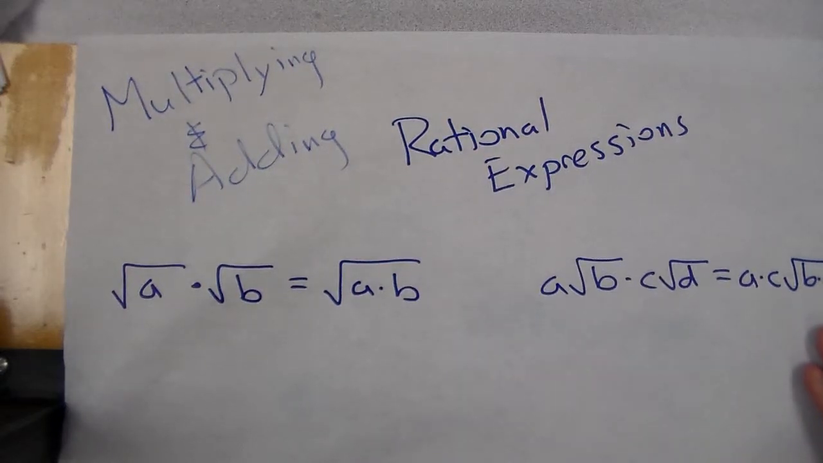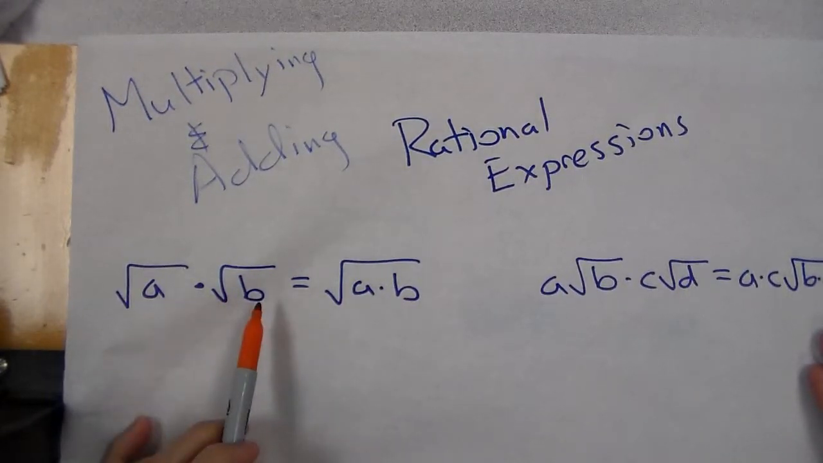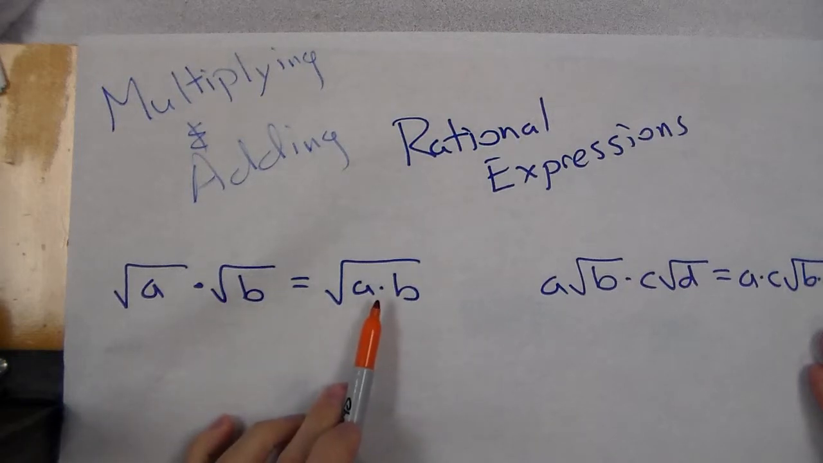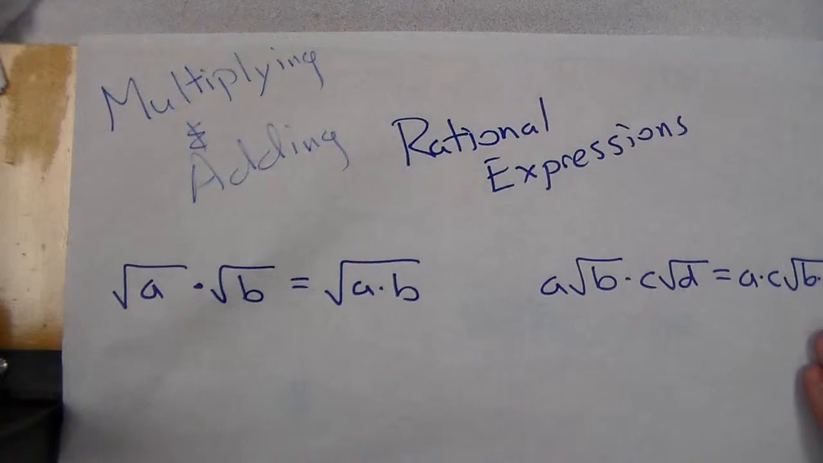So when we're going to multiply and add rational expressions or dealing with square roots, we have a couple rules we're going to focus on. So first, whenever I'm multiplying, if I have two numbers within the radical, I can multiply them together inside one radical. So if they're both square roots, they can go inside and be multiplied.